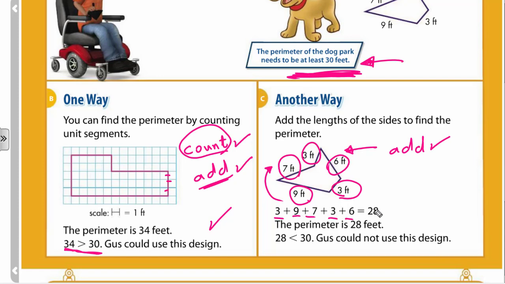When you add them, you will find the answer is 28. Oh, the 28 feet is not greater than 30. 28 is less than 30. So he cannot use this design. So this design is not accepted. Okay, now let's move down, my heroes.